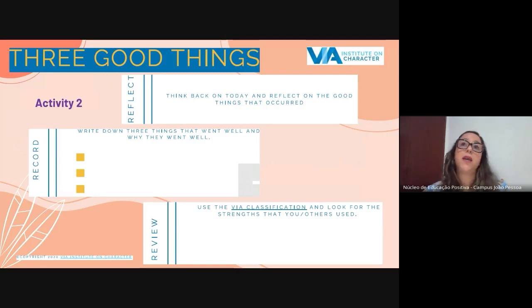At this point, they can, for example, have a diary, because it is important to have a continuous process of writing these gratitude facts. So they can have a diary, they can have a WhatsApp group with only the student himself, or any other possibility just to record his gratitude actions during that day. And the last point is to review. So they can use the VIA classification and look for the strengths that they used.